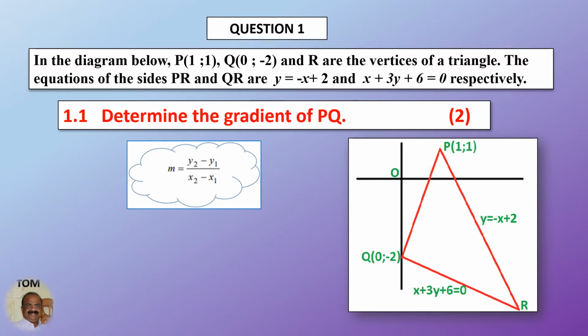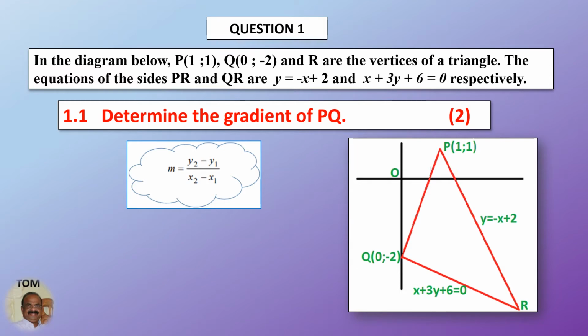We know the gradient formula. It's available on the information sheet or formula sheet. You don't have to memorize any formula. Just refer to your formula sheet always. Here the formula for the gradient is m equal to y2 minus y1 over x2 minus x1.